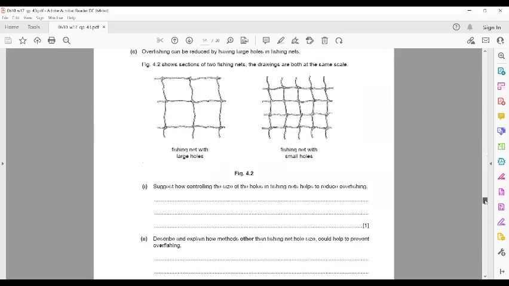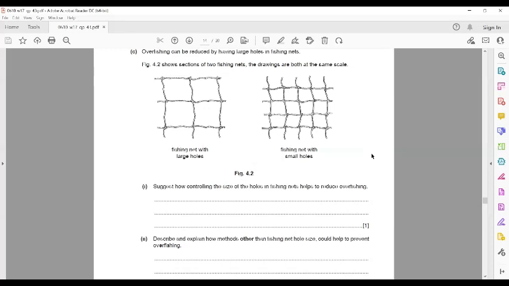Part C, overfishing can be reduced by having large holes in fishing nets. We call it a mesh. The figure shows a section of two fishing nets, the drawing of both at the same scale. Explain how controlling the size of the holes in fishing nets helps to reduce overfishing. The smaller fishes can pass through if the holes are bigger, the mesh size is bigger. So if the fish is small or still immature, it has a chance to escape.